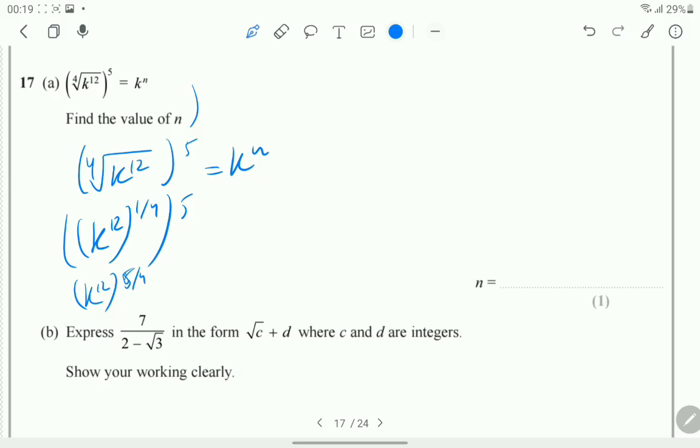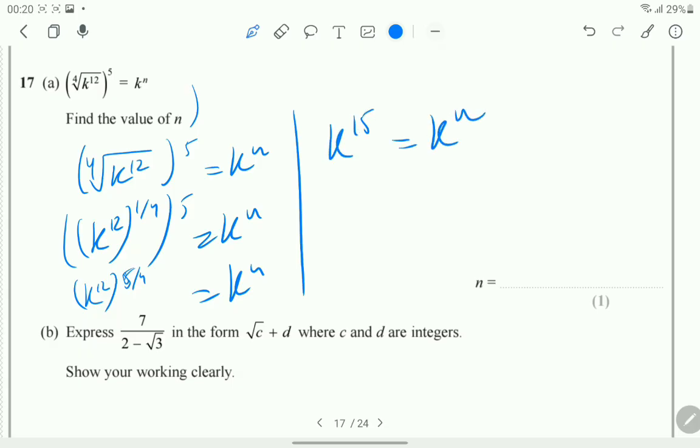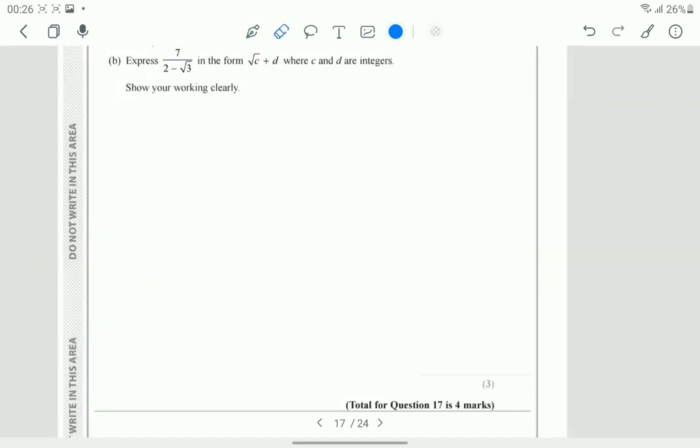So if we multiply 12 with 5 by 4, 12 multiplied with 5 by 4 on your calculator gives us k raised to the power 15 equals k raised to the power n. So we can see n and 15 are in identical positions, so n equals 15. Moving on, we have question 17 part B.